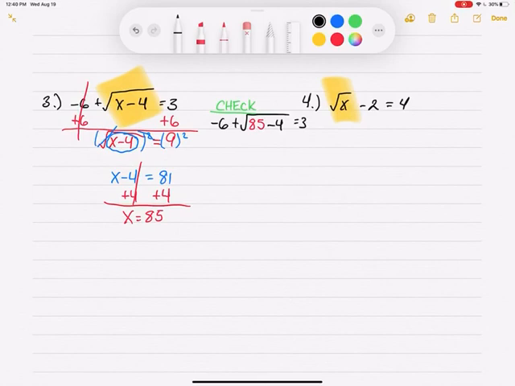So what I'm going to do is simplify what's inside the radical. Negative 6 plus the square root, 85 minus 4 is 81. The square root of 81 is 9. And then negative 6 plus 9 is going to be positive 3. So that means we're good to go, and my answer is correct. x equals 85.